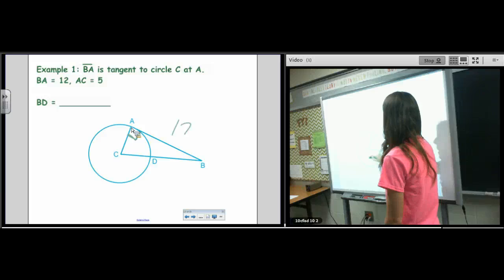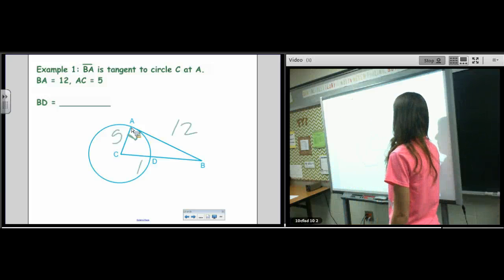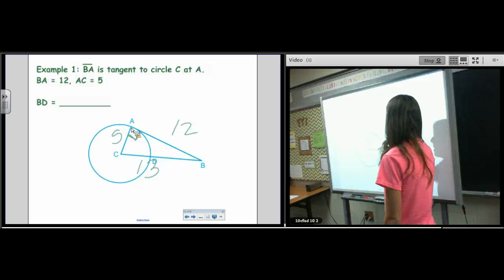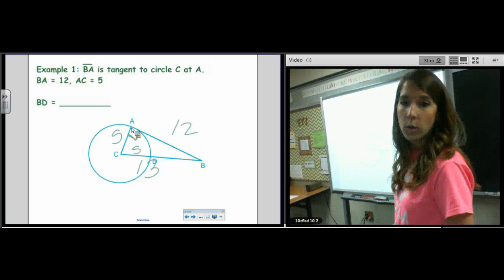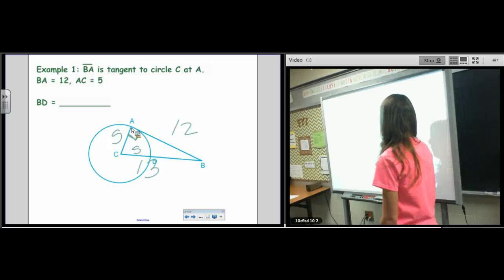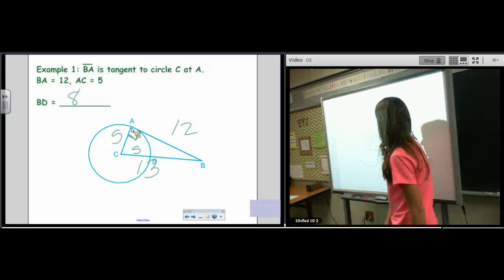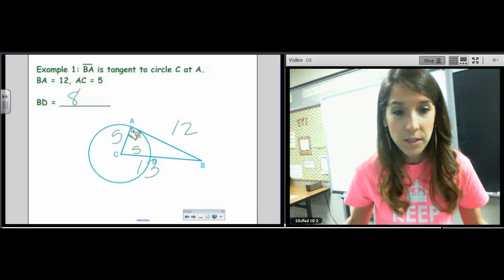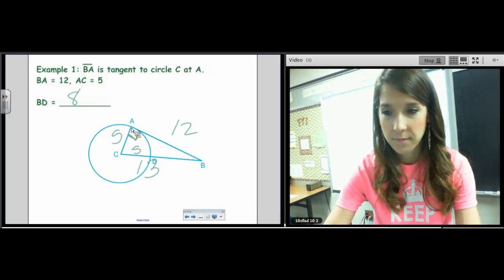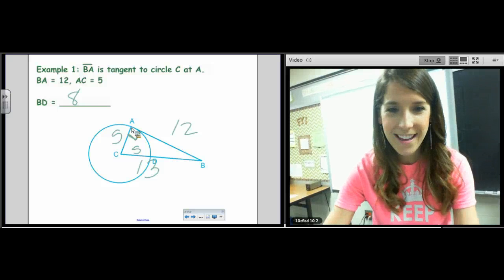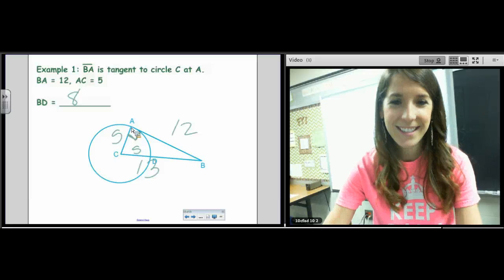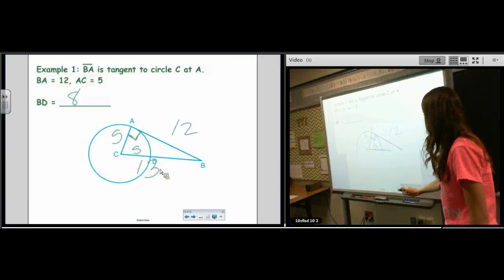So BA is 12, AC is 5, and CB is 13. We want to find BD. So we're doing 13 minus 5 for a total of 8. What's wrong? Get it right here. Ha ha ha. That's funny. Miss Tangent. Oh man. Okay, let's keep going.